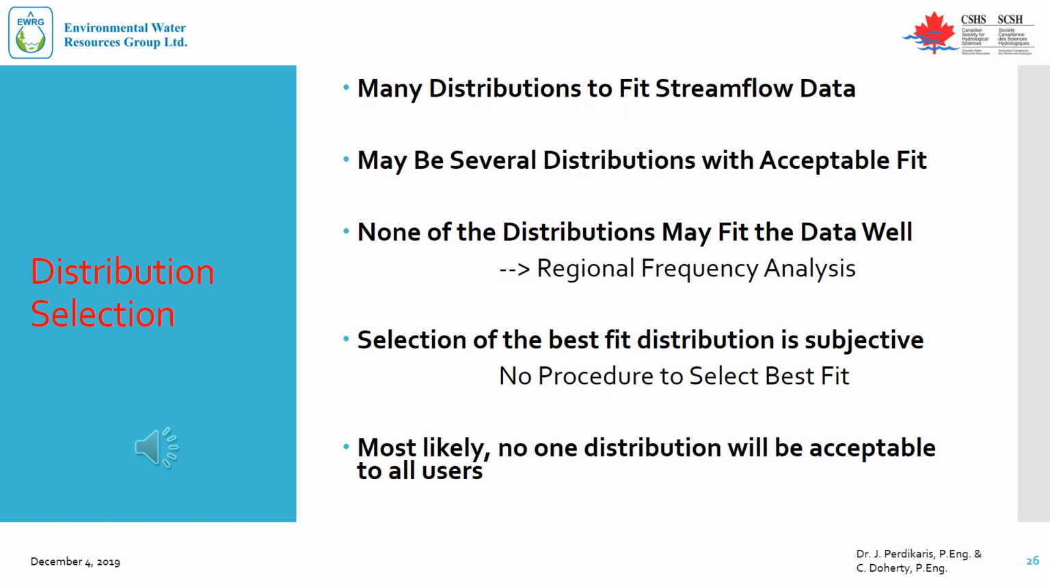When selecting a distribution, people will often select a distribution that best fits the data, usually through graphical representation. However, there are many distributions with an acceptable fit to the sample data set. In some cases, none of the distributions may fit the data well, in which case the user must then resort to another type of analysis, such as a regional frequency analysis. The selection of the best fit distribution is often subjective, and there's no procedure to select the best fit. Most likely, no one distribution will be acceptable to all users.